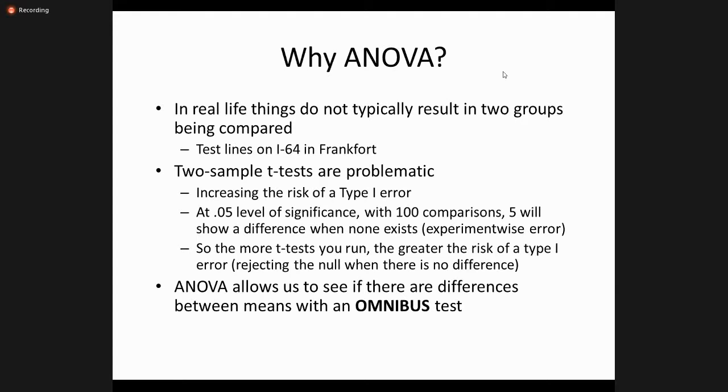Why? It can increase the risk of type 1 error. The t-test is only limited to one sample or two samples groups. But when you are increasing the sample groups, it will increase the risk of the type 1 error. Type 1 error is that you reject the null hypothesis, but actually it was true. This is a type 1 error. And at 0.05 level of significance with 100 comparisons, I will show a difference when none exists.